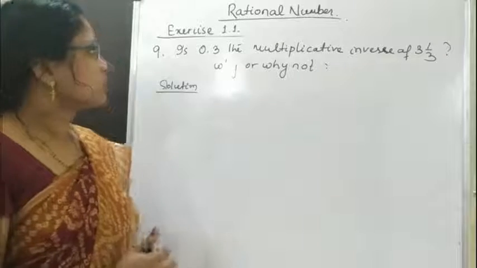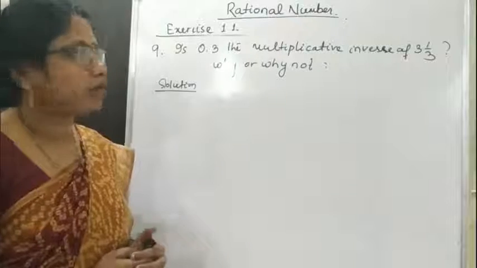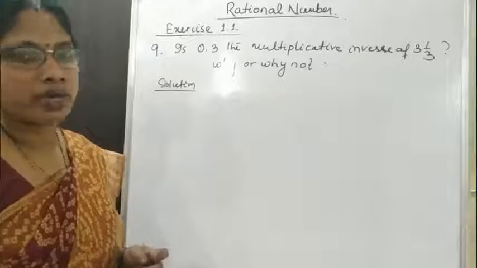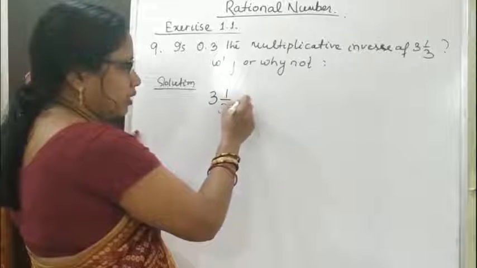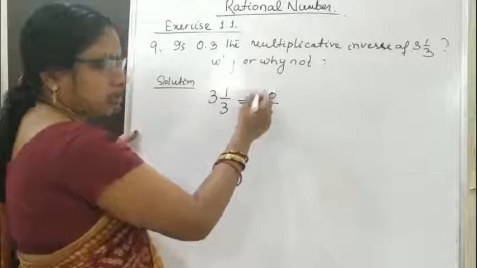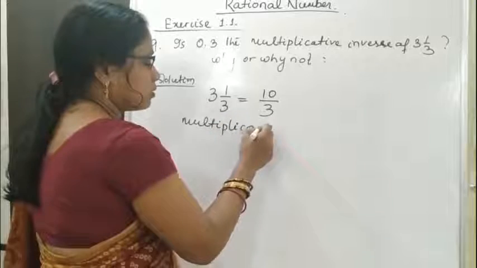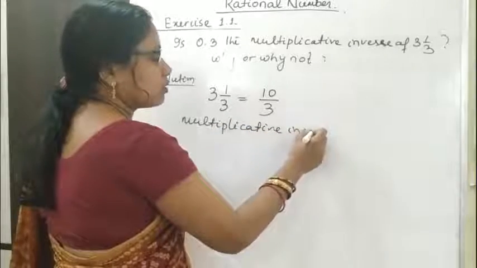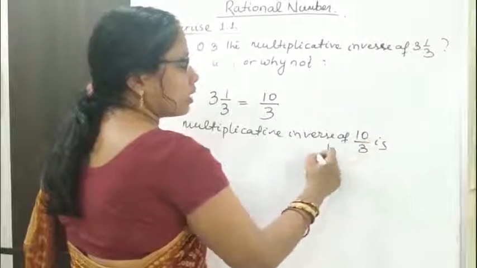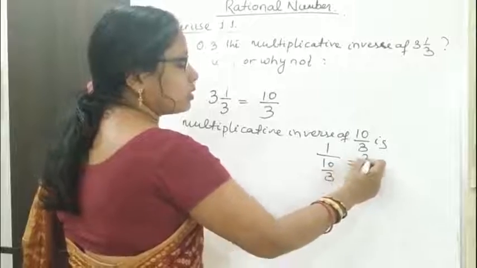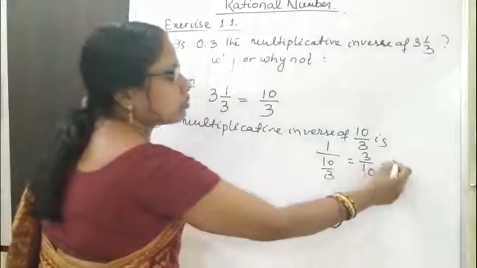The next question, is 0.3 the multiplicative inverse of 3 1 by 3 or not? Why or why not? So 3 1 by 3 can be written as 10 by 3. So the multiplicative inverse of 10 by 3 is 1 by 10 by 3, that is 3 by 10. So here 3 by 10 can be written as 0.3.